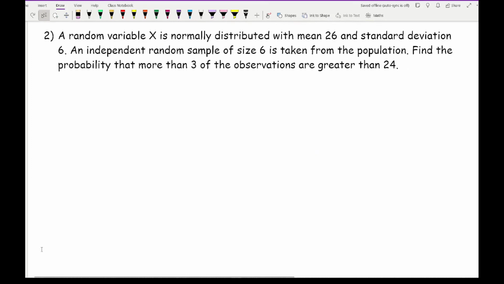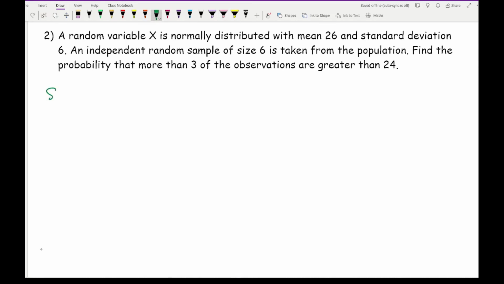Now example 2 is, I would say, very, very similar to what you could expect in an exam question. It says a random variable x is normally distributed with a mean of 26 and a standard deviation of 6. An independent random sample of size 6 is taken from the population. Find the probability that more than 3 of the observations are greater than 24. So let's have a look at the key bits of information.